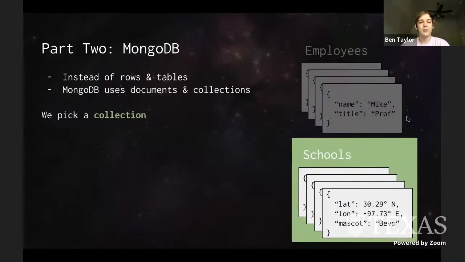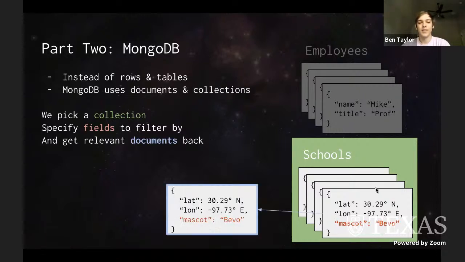Anyway, so if we wanted to select data, we would tell Mongo which collection to go to, so basically which filing cabinet to go to. We'll tell it which fields to filter by. So this time filtering goes before we select columns. So this is like your where clause. You say we want the mascot to be Bevo. And that's pretty much all we have to do. It'll give us the relevant documents back based on that filter that we filtered by.